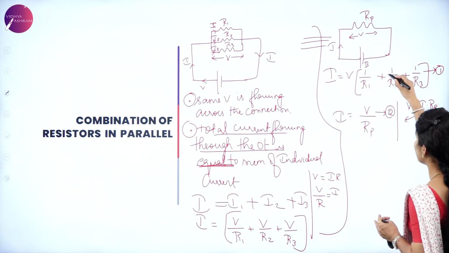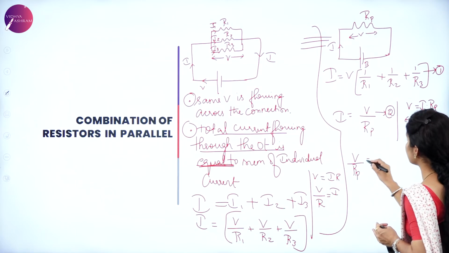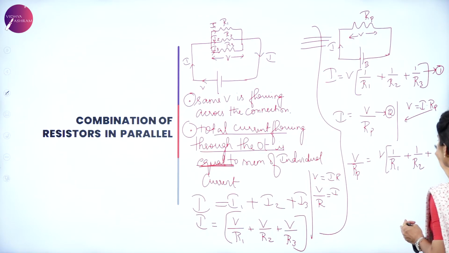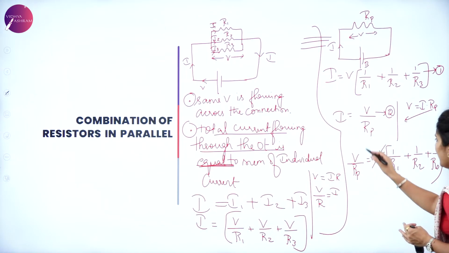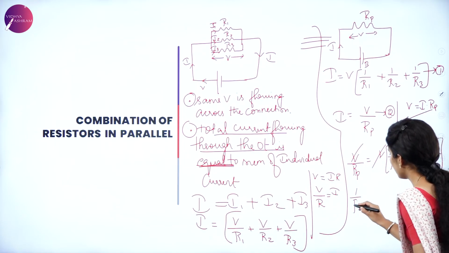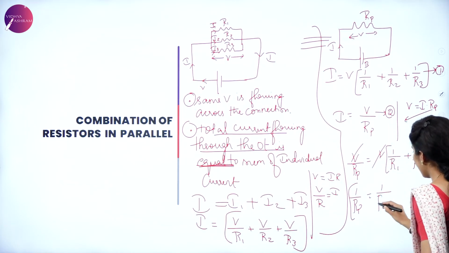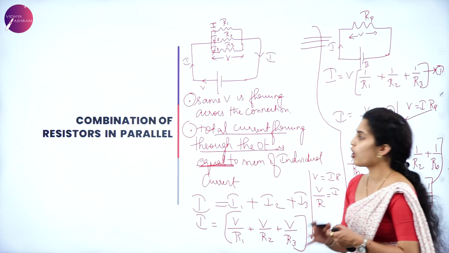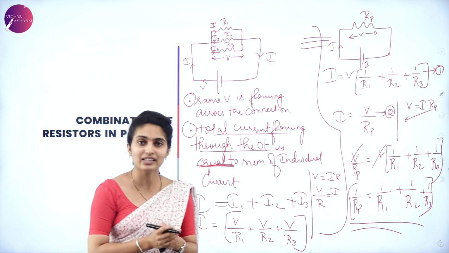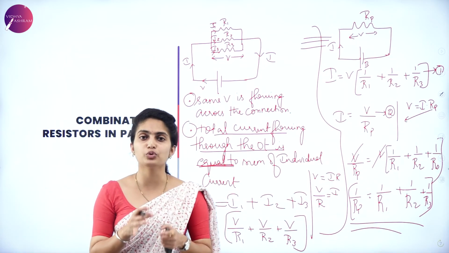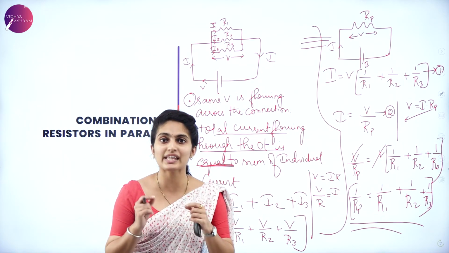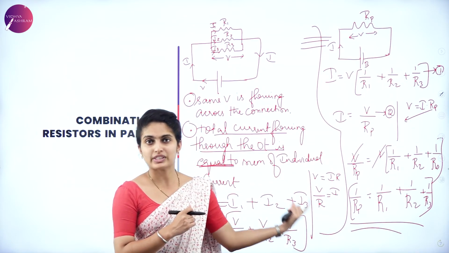Substitute equation 2 in equation 1, we have got V by Rp is equal to V into 1 by R1 plus 1 by R2 plus 1 by R3. So V and V get cancelled. The final equation turns out to be 1 by Rp is equal to 1 by R1 plus 1 by R2 plus 1 by R3. So this is the final equation for the combination of resistors connected in parallel. This is also helpful for you in numerical cases. If you have numericals in which the resistors are connected in parallel, it is very easy for you to calculate by using this formula.